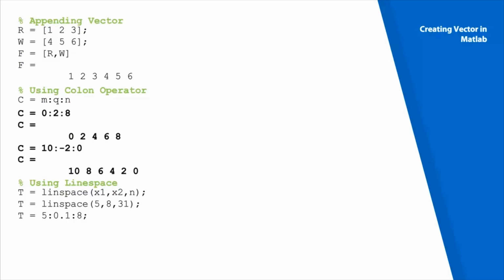Another way of creating a vector is using the linspace function, which has a syntax of linspace followed by arguments x1, x2 and n, where x1 is the lower limit, x2 is the upper limit and n is the number of divisions in between. For example, 5, 8, 31 means that between 5 and 8 there are 31 divisions, each with an increment of 0.1.